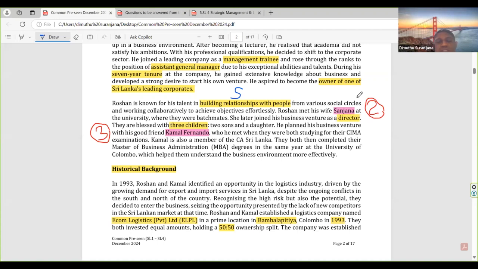He planned his business venture with his good friend Kamal Panandu, who he met when they were both studying for their SEMA examinations. Kamal is also a member of the CA Lanka. They both then completed their Masters of Business Administration degree the same year at the University of Colombo, which helped them understand the business environment more effectively.